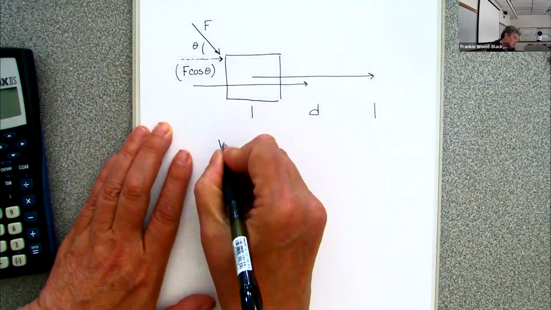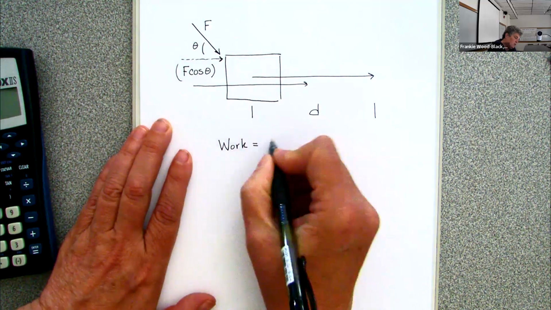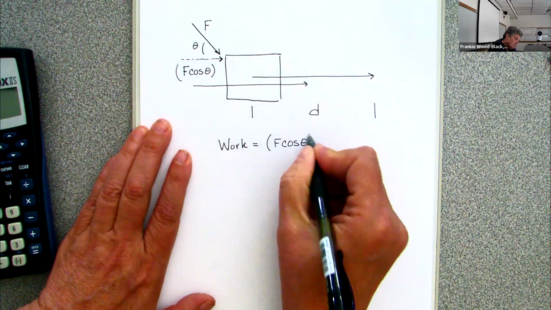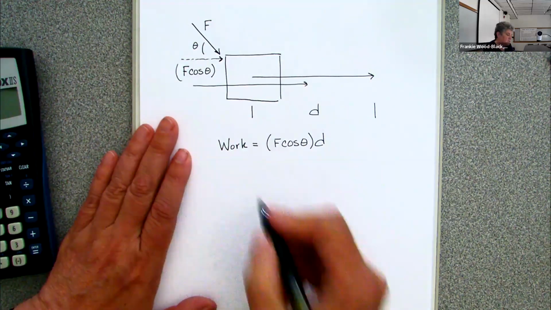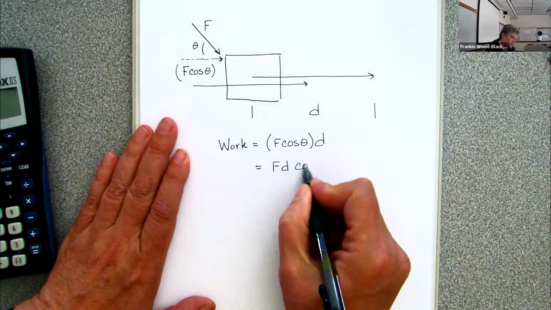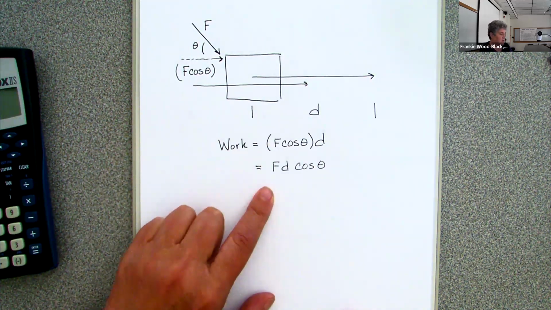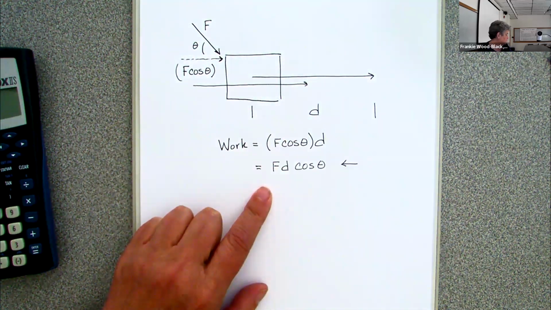So my work is going to equal the force times the cosine of the angle times my distance. So this will actually be force times distance times the cosine of the angle, just to give us a different way of looking at it. And that gives me the amount of work.